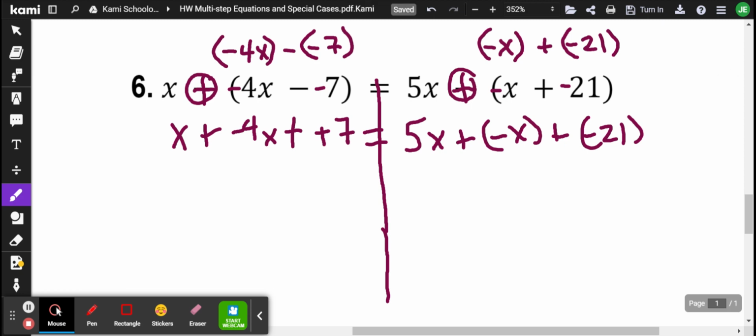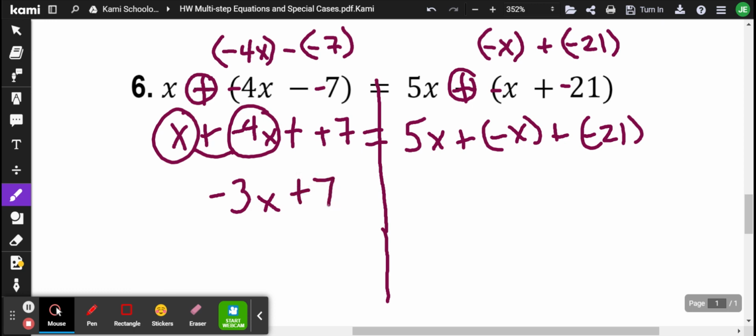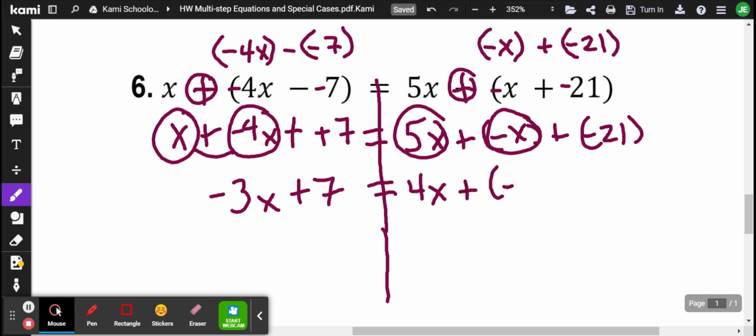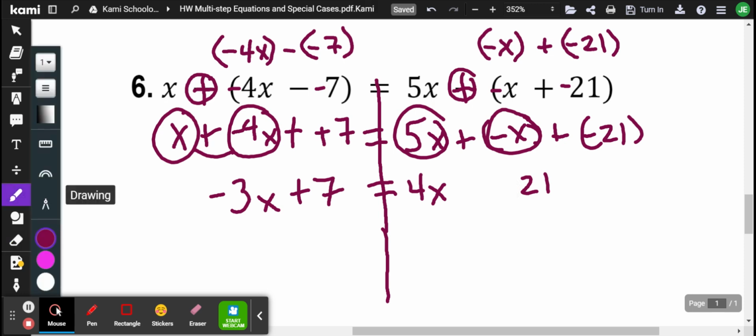So now let's go back on the left side. We have x and negative 4x. We combine those two and we're left with negative 3x plus 7. And here we have negative x and positive x. 5 minus 1 is going to leave us with 4x plus a negative 21. We can also rewrite that as, adding a negative is the same as subtracting 21.